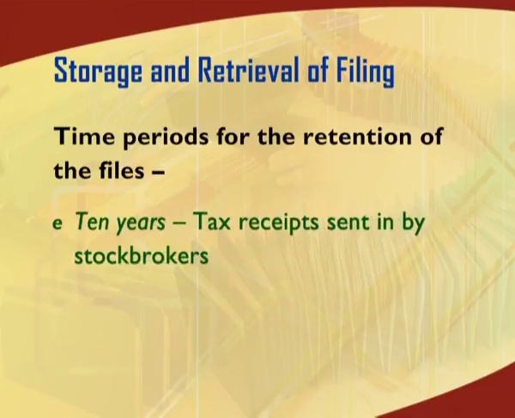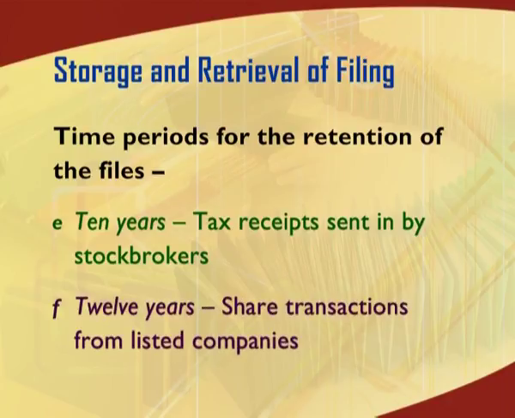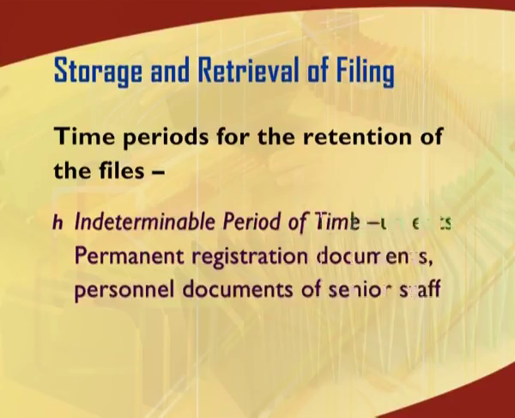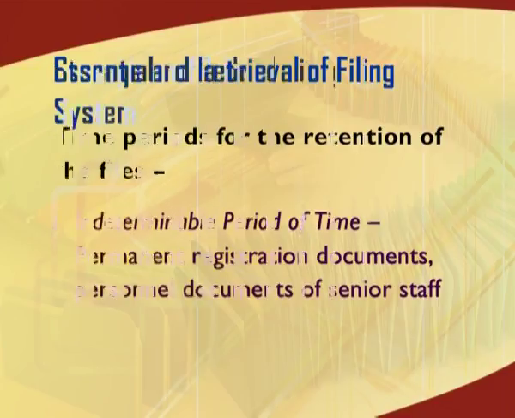10 years: tax receipts sent in by stock brokers. 12 years: share transactions from listed companies. 15 years: accounting documents and registers. Indeterminable period of time: permanent registration documents, personal documents of senior staff.